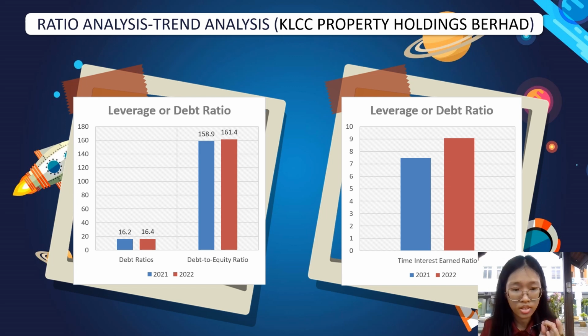As we can see, year 2022 was higher than year 2021. The first, the debt ratio of KLCC Property Holdings Berhad, shows more liabilities than assets in year 2022, which is 16.4. Next, the debt to equity ratio shows it was borrowing more money in year 2022, from 158.9 to 161.4. And the last, the times interest earned ratio shows that KLCC Property Holdings Berhad was not able to pay the interest obligation in year 2021.